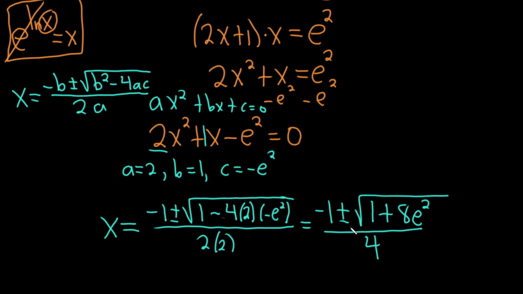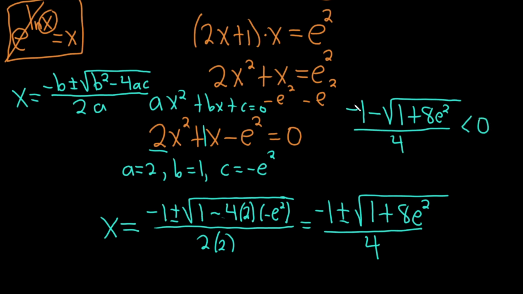So now the big question comes into play. Which one of these is going to be a correct answer? Well, notice that one of them will not work. If you look at the option with the minus, it's this one here. Square root 1 plus 8e squared over 4. And the reason this is not going to work is because this is less than 0. Right? This is negative, so the whole numerator is going to be negative.